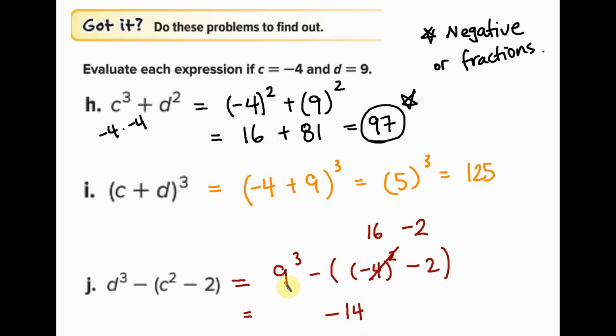I'm going to subtract from 9 cubed. So 9 times 9 is 81. 81 times another 9 becomes 729. So when you subtract them, this should be equal to 715, and that's going to be my answer.